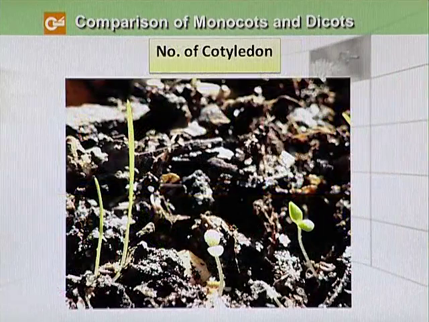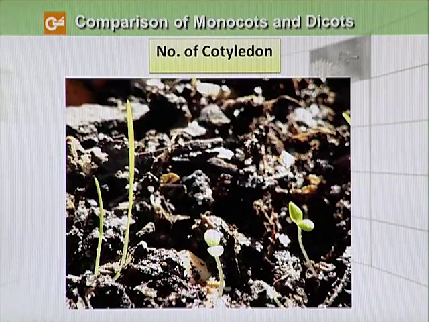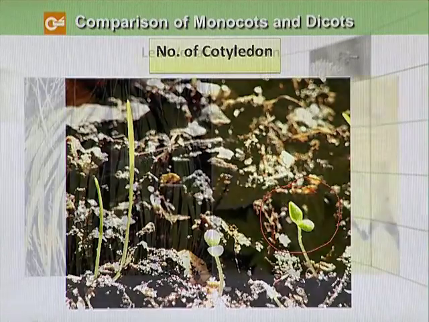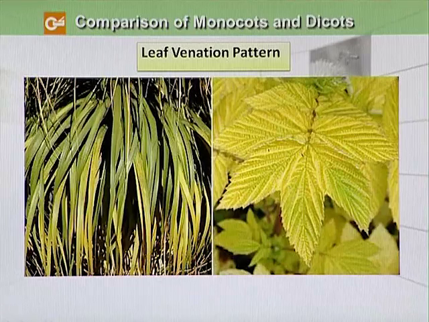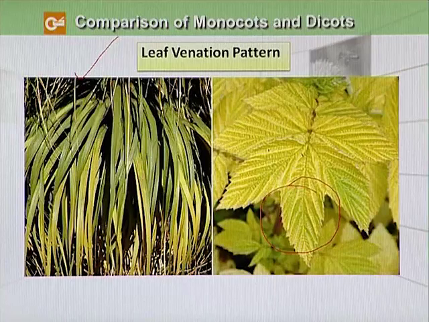So talking about their number of cotyledons, you can see here that dicots have 2 cotyledons in them, while in case of monocots, they have a single cotyledon. In case of leaf venation pattern, we can see here clearly that monocots have parallel veins in their leaf structure, while in case of dicots, they have a reticulate pattern of leaf venation.